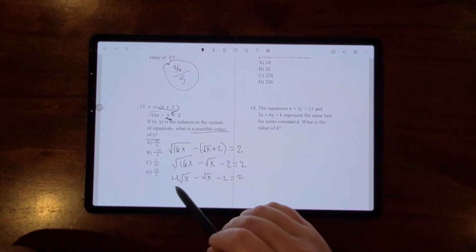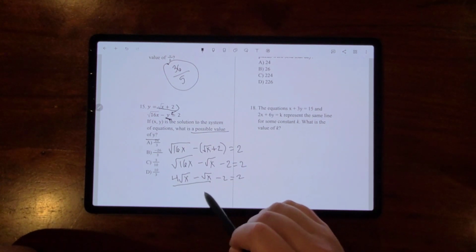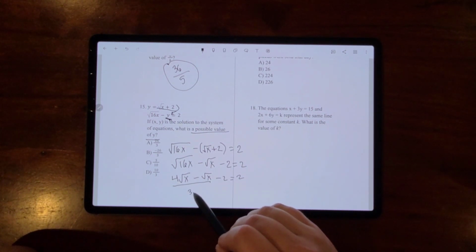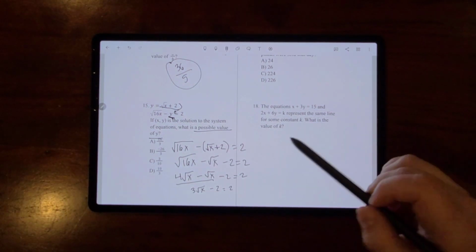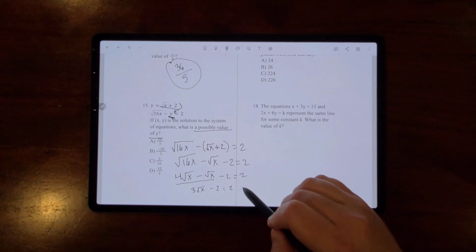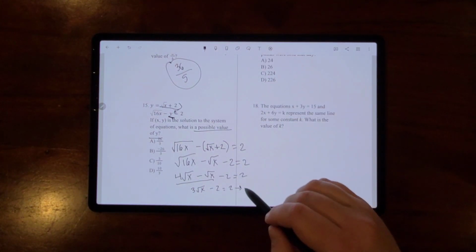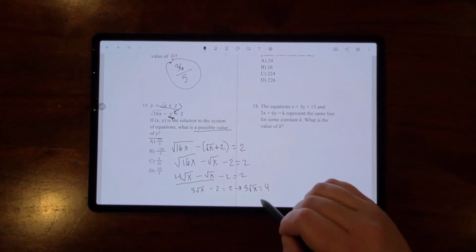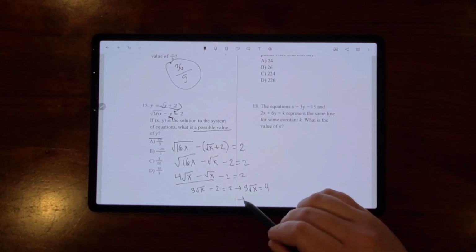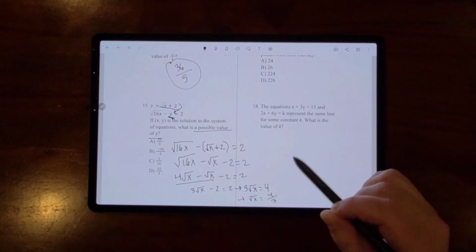So now I can combine my like terms here. So 4 root x minus root x is just going to be 3 root x. And then I copy down the rest. So now I'm going to add 2 to each side. And when I do that, I'm going to get 3 root x is equal to 4. So now I'm going to divide by 3 on each side. So then I get root x is equal to 4/3.